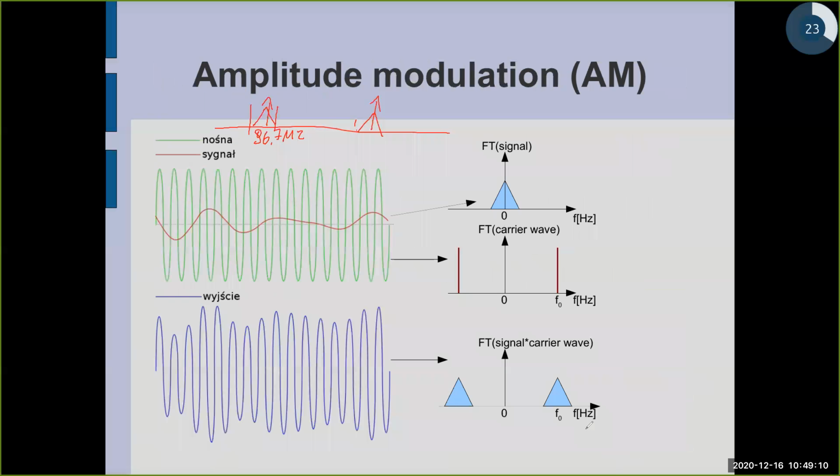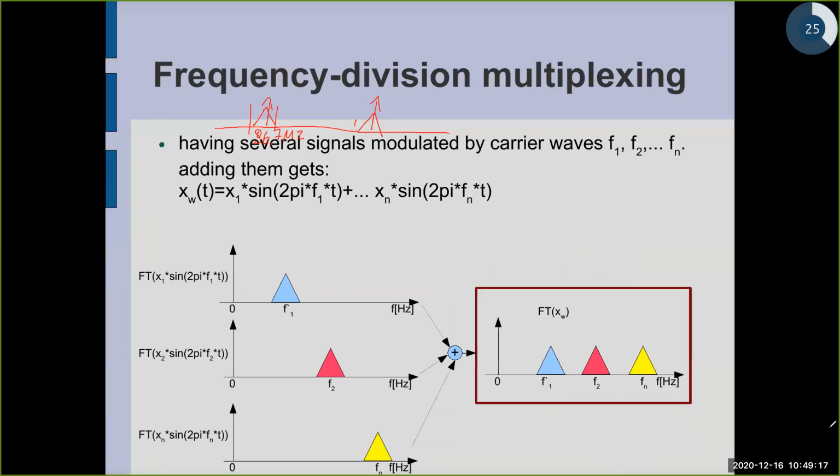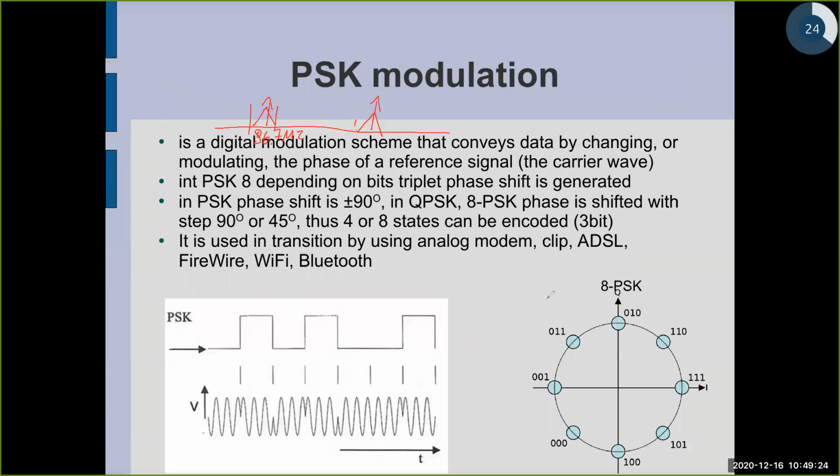In fact, for digital transmission, the modulation looks a little bit different. So we don't use amplitude modulation, but mostly phase modulation is used. So how does phase modulation work? So we have a carrier wave, and depending on the bit value, when a particular bit is started, the phase of the signal is changed.